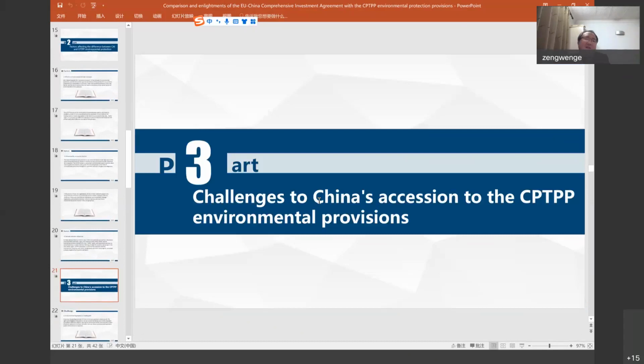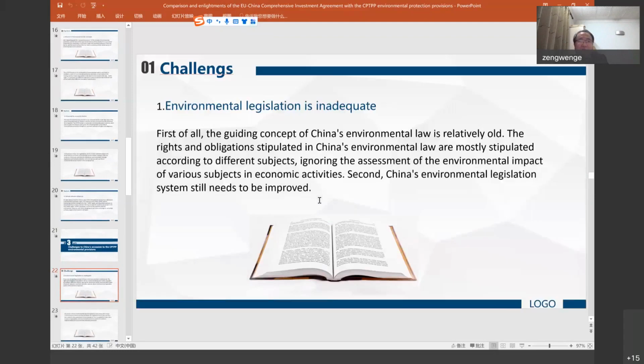The third part is I want to discuss some challenges of China's accession to the CPTPP. Environment provisions pose some difficulties for China. We want to join the CPTPP. Meanwhile, we have given some documents about the accession, but it is making progress very slowly. So we have some difficulty with this.